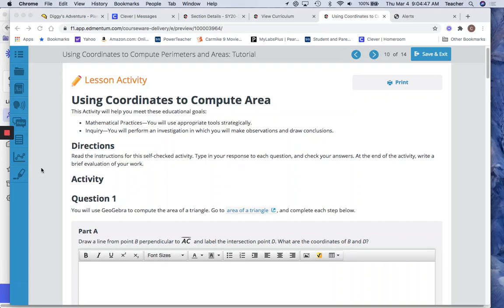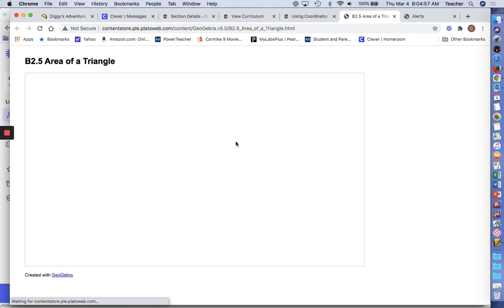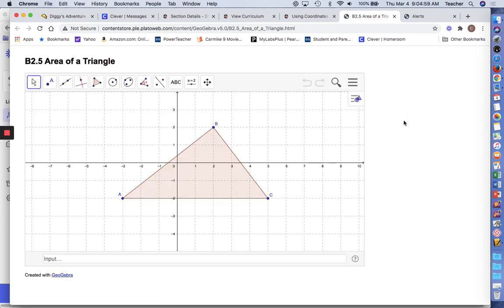Alright, you guys, so we have done perimeter. Now we're going to do area. So this is slide 10 of the same lesson. Use coordinates. Okay, so we're looking at area of a triangle. Well, there's a formula for area of a triangle. It's 1/2 base times height.